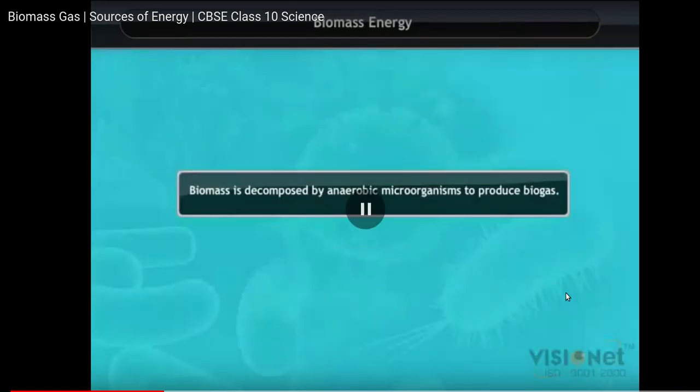Biomass is decomposed by anaerobic microorganisms to produce biogas. Anaerobic microorganisms are basically tiny living beings, living organisms, which eat this waste and create biogas.